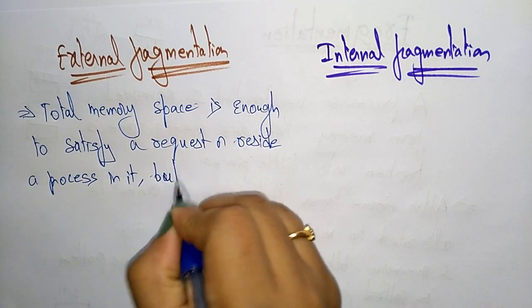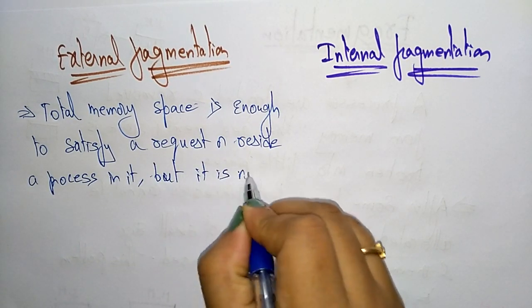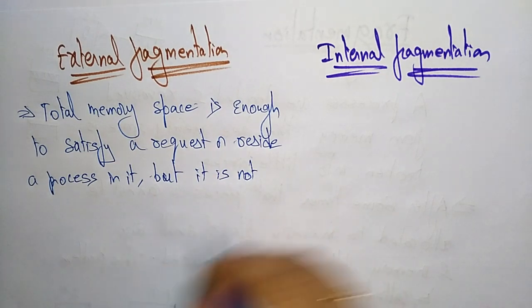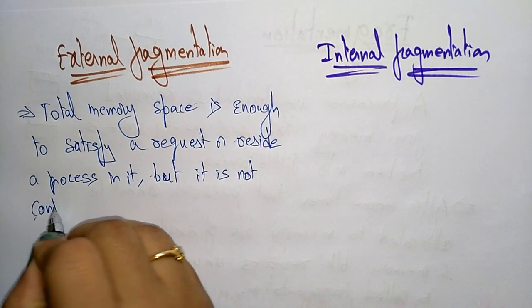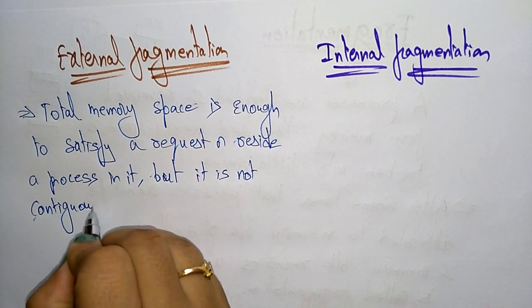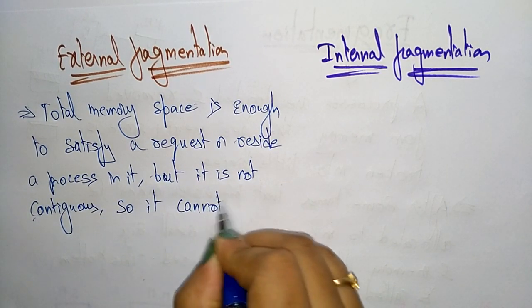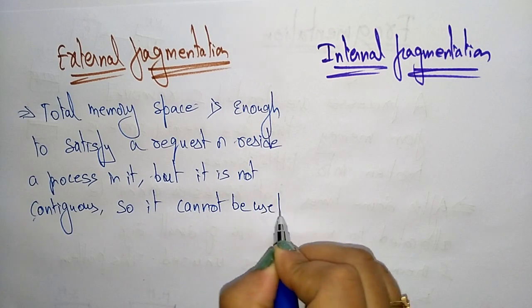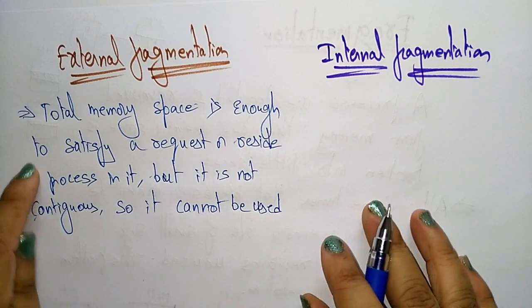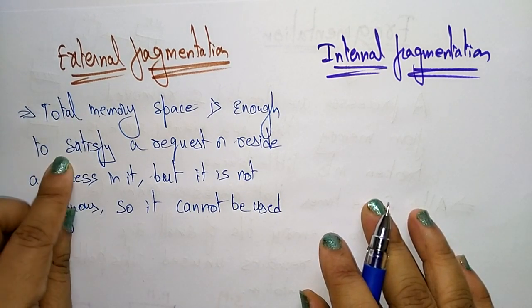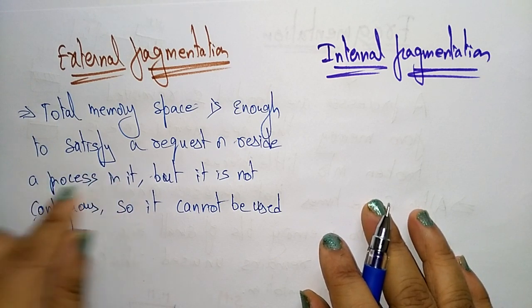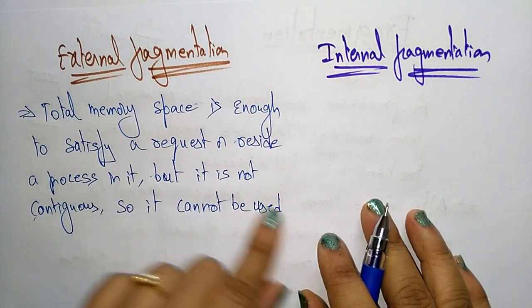but it is not contiguous, so it cannot be used. What does it mean? The external fragmentation here is saying the total memory space is enough to satisfy a request or reside a process in it, but it is not contiguous.